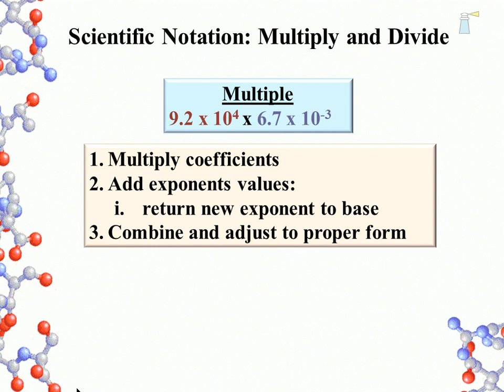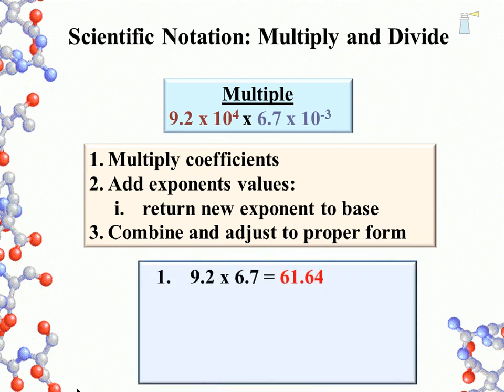Step 1. Multiply coefficients. 9.2 times 6.7 equals 61.64. Add the values of the exponents. 4 plus negative 3, and that is 4 minus 3, which is equal to 1. Return the 1 to the base, 10. Combine the new coefficient and exponent, 61.64 times 10 to the power of 1.